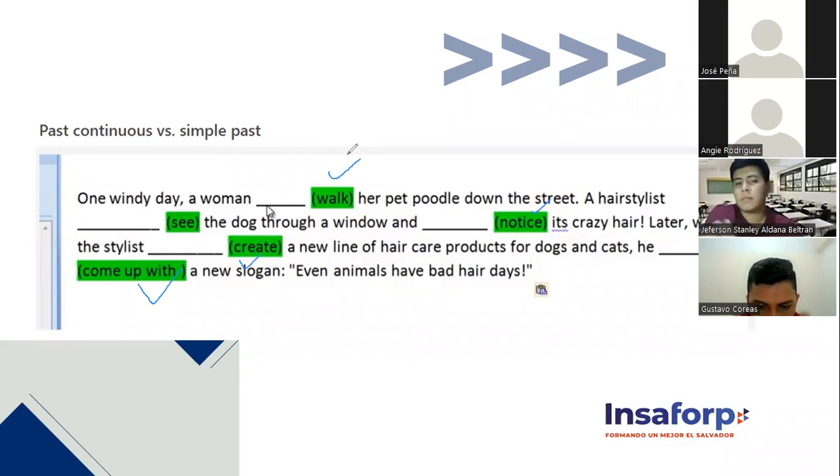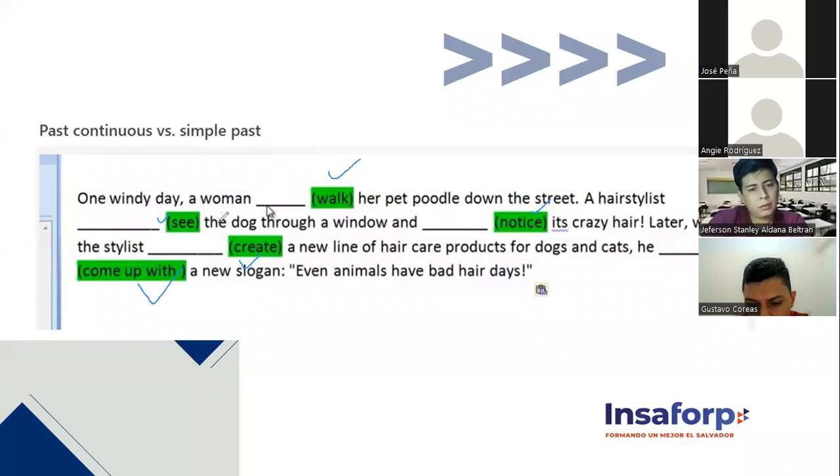One windy day, a woman was walking her pet poodle down the street. A hairstylist saw the dog through a window and noticed its crazy hair. Later, while the stylist was creating a new line of hair care products for dogs and cats, he came up with a new slogan: "Even animals have bad hair days."